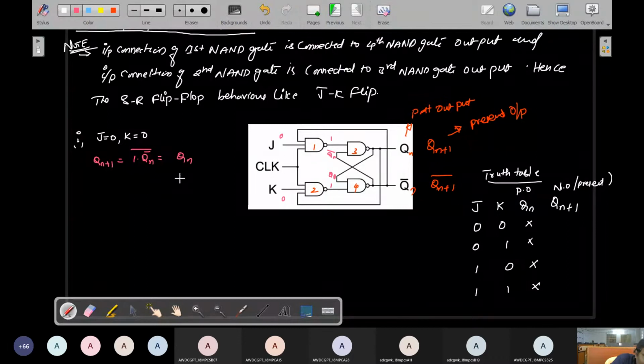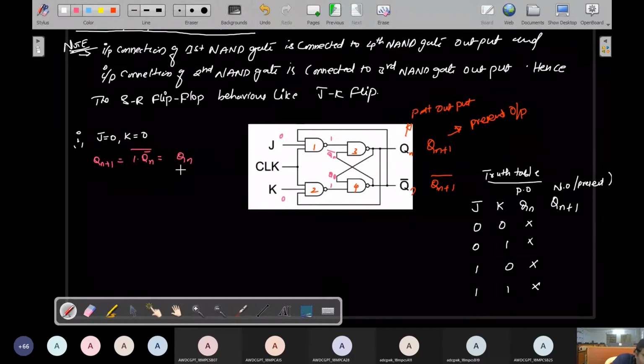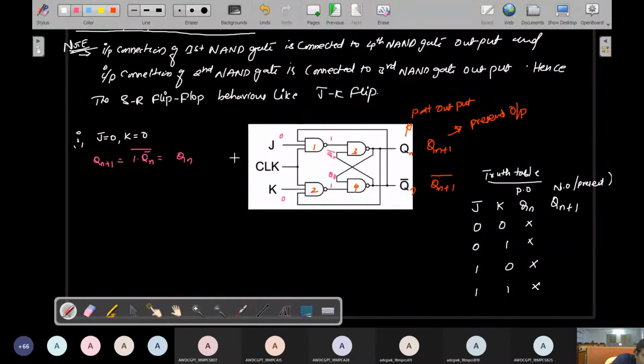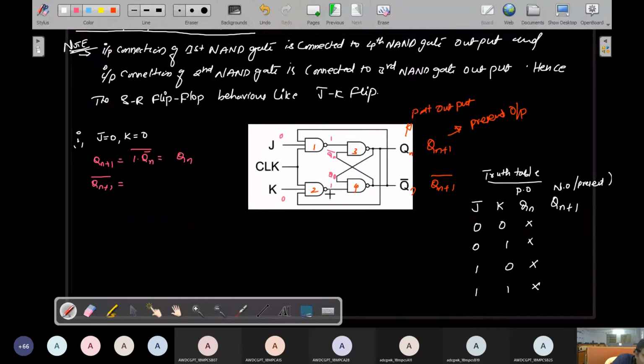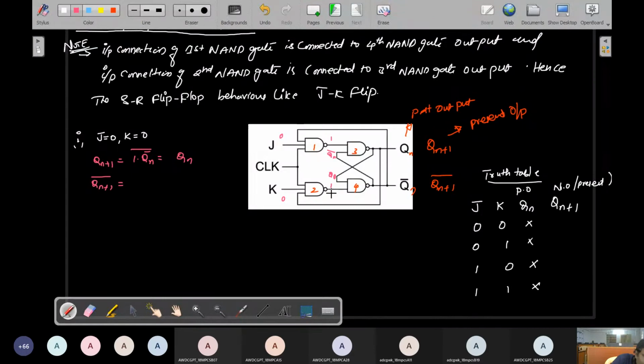If you are not getting anything for the normal port, you have to check the complementary port also, because you can't get any value in the normal port. So you have to check the complementary port of the present output. That complementary output will be written as: see here, the input is 1 and the output is simply fed back to Q, the third NAND gate. So that is nothing but 1 into Qn whole bar. So you will get Qn bar.